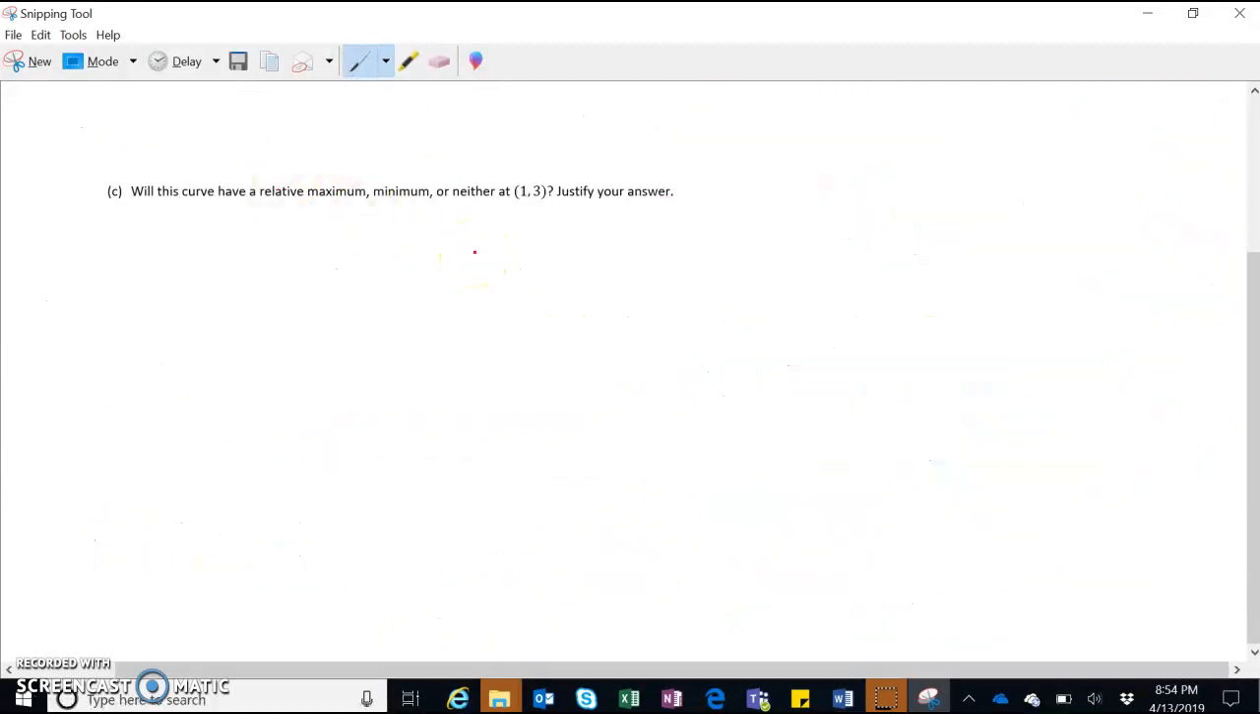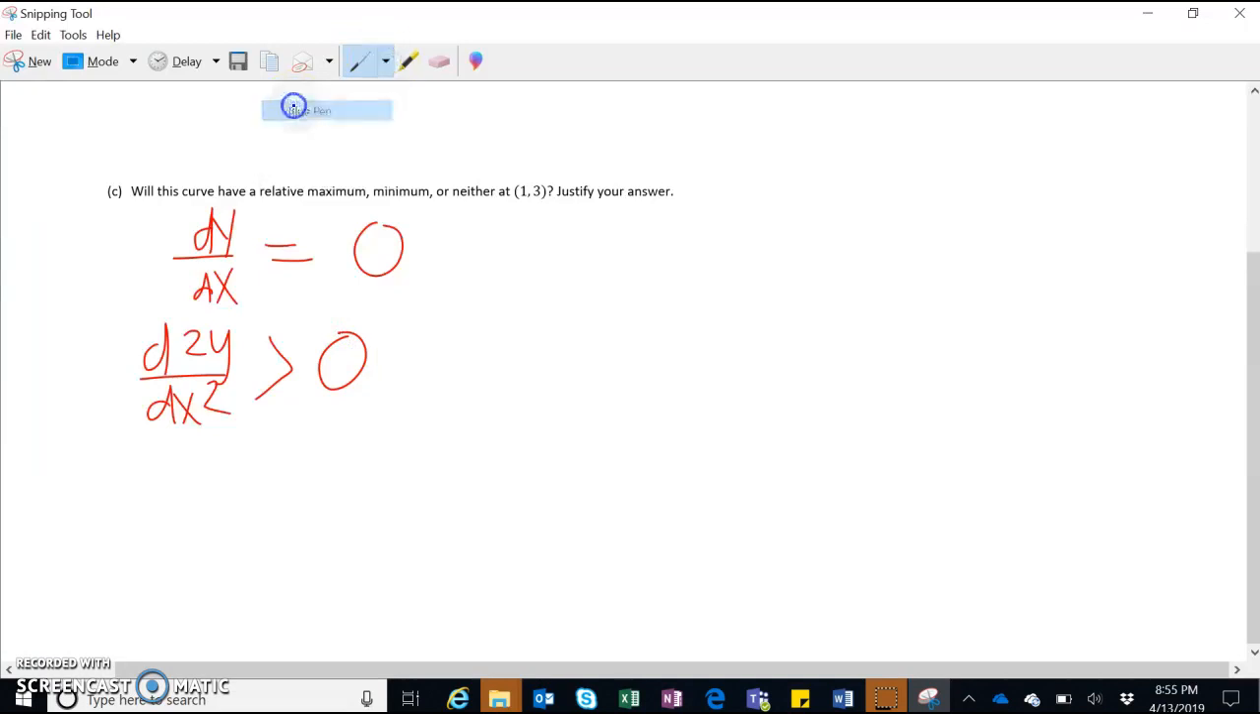All right, and last thing here, we're being asked if our curve is going to have a relative maximum, a relative minimum, or neither at (1, 3). And the good news is we've already done all of the work in order to answer this question. In part A, we determined that the derivative of the function at (1, 3) was equal to 0. And in part B, we determined that the double derivative at (1, 3) was positive. So what I know, and let's make sure I indicate this is all at the point (1, 3), is I have a first derivative equal to 0 and a double derivative that's positive.